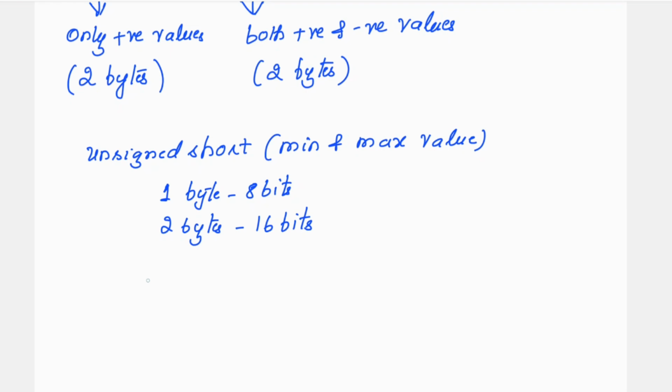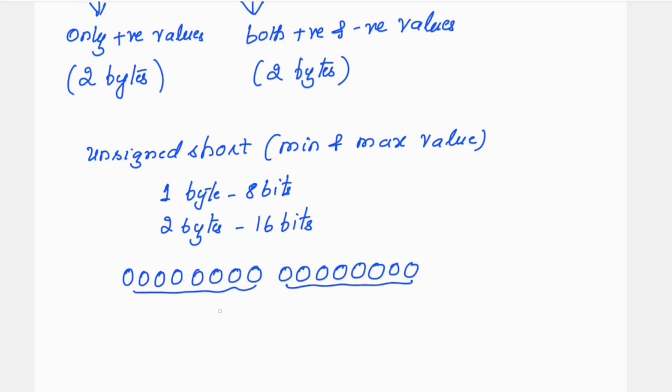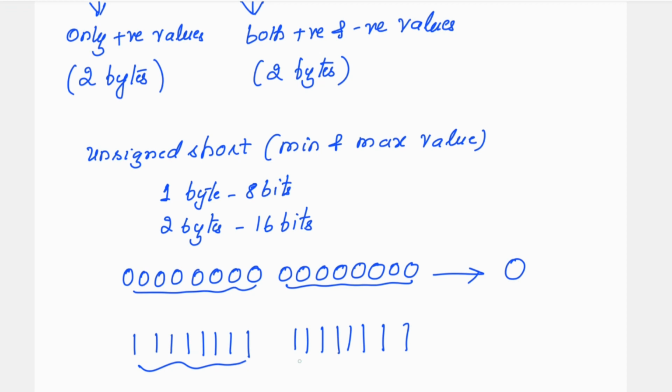If you are giving 0 and it has to get represented in binary using the 16 bits, then all the 16 bits will be zeros. This is 1 byte and this is the second byte. All 16 bits 0. That means the minimum decimal value here is 0. And if you want to find out the maximum value for this unsigned short, then what can be the maximum value if all the 16 bits are ones? This is 1 byte, this is 1 byte. Then what is the decimal value for this?